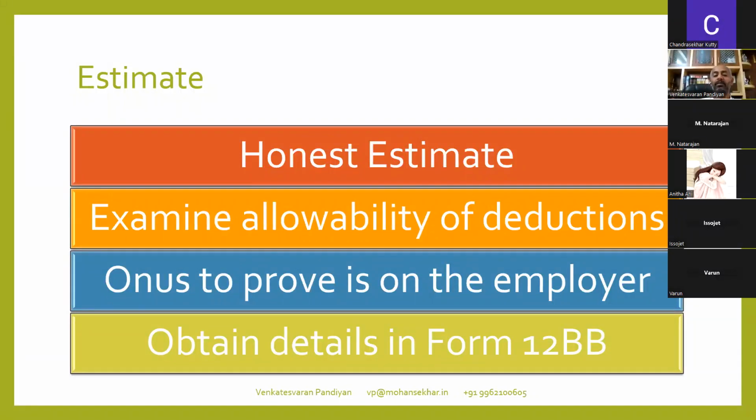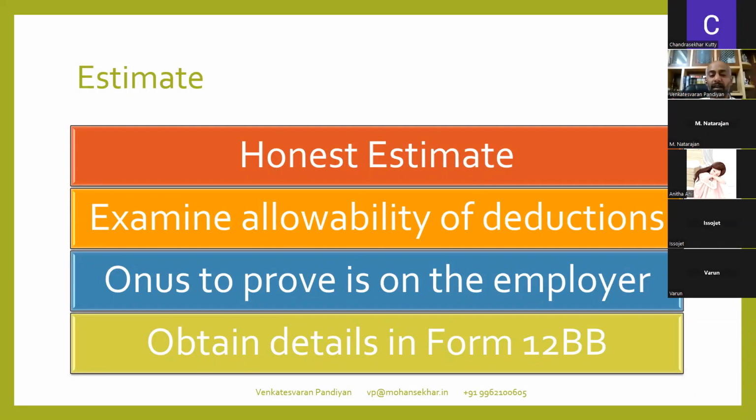Why we say honest estimate is, suppose the employer knows he's going to give an increment 2 months down the line, which will be applicable for the rest of the year. That has to be taken into consideration. Suppose the employer determines a certain amount will be paid as bonus. That has to be taken into consideration. So an entire estimate has to be made, and then on that, deductions have to be allowed.